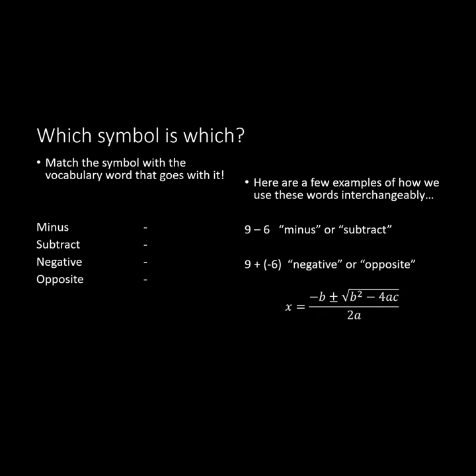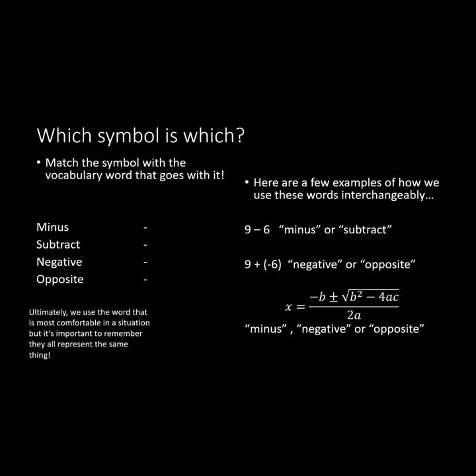Last but not least, we have the lovely quadratic formula, and we're going to focus on that very first part where we have that symbol in front of the b. And in this case, you might hear minus, negative, or opposite. So I've heard students say minus b or negative b. I personally in high school was taught to say the opposite of b to avoid a sign error.